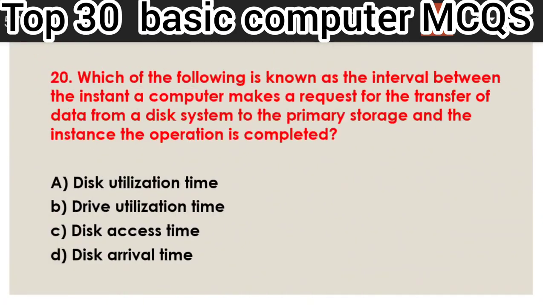Which of the following is known as the interval between the instant a computer makes a request for the transfer of data from a disk system to the binary storage and the instant the operation is completed? A. Disk utilization time. B. Drive utilization time. C. Disk access time. D. Disk arrival time. Correct option is C. Disk access time.